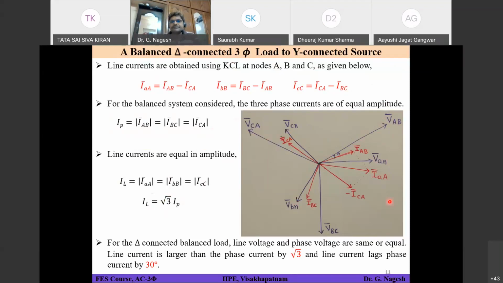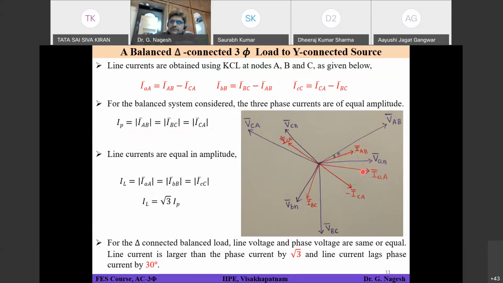Why? Let's say this is your reference. This is 120 and this is plus again 120 from this. So if you are plotting something in the opposite direction, it will exactly maintain 60 degrees between these two. So the phase angle between IAB and minus ICA will be 60 degrees. If you apply the parallelogram law of addition of these two phasors, you will get exactly 30 degrees difference between these two. So your IAA will be exactly at the center of these two since the amplitudes are the same. So you will get a 30 degree phase difference between IAB and IAA.